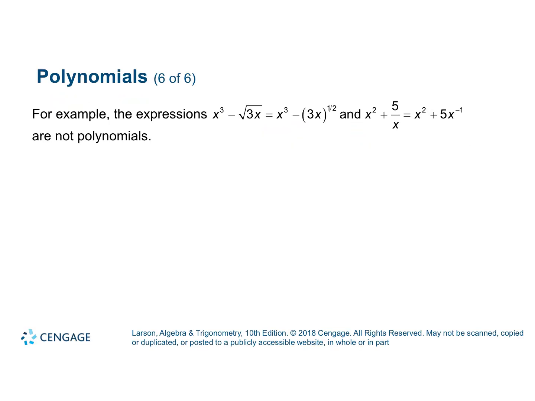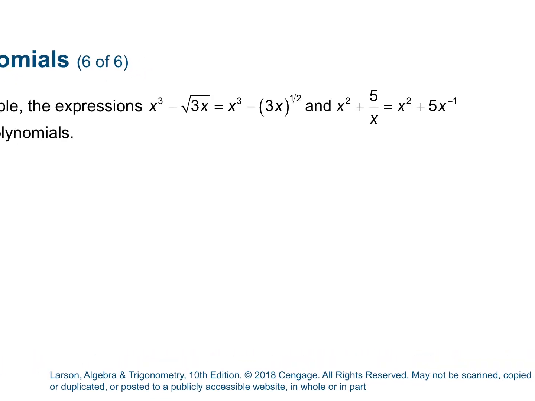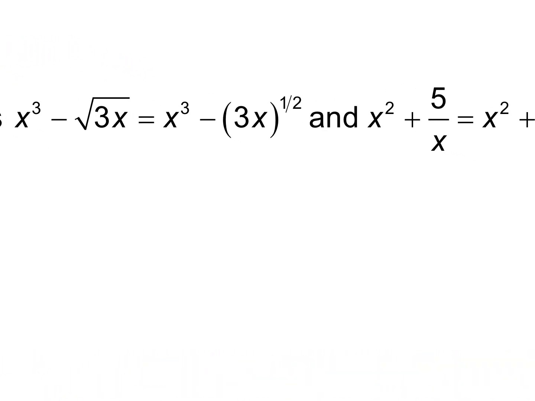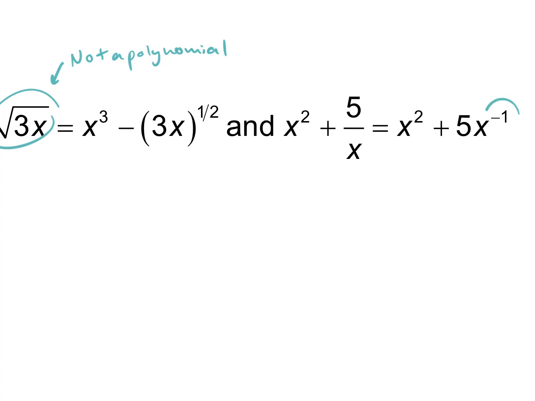Next page talks about examples that are not polynomials. You have, I think, some questions like this on the homework, if it's a polynomial or not. If you have a square root, this makes it not a polynomial. Also, if you have a negative exponent, this is not a polynomial. So polynomials have to be whole positive numbers.